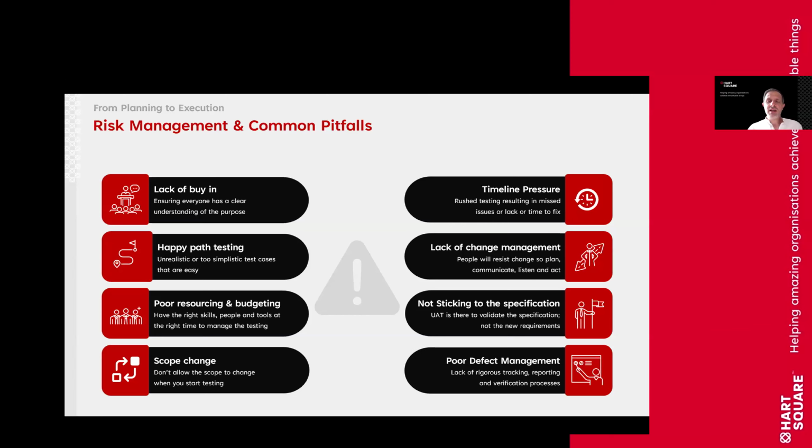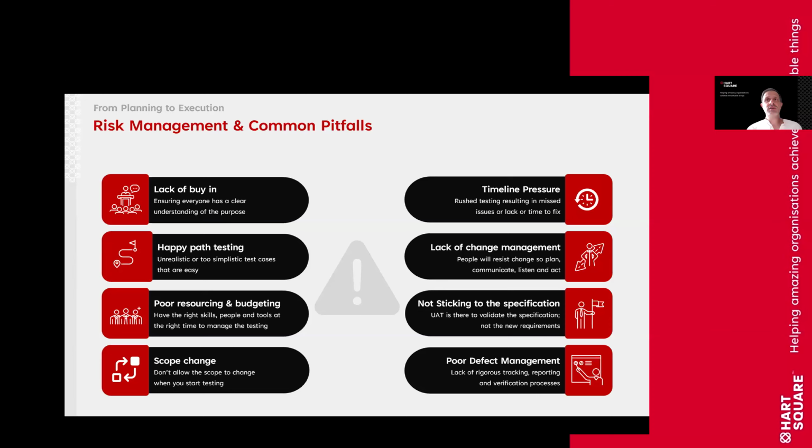And then the final one really is poor defect management, lack of rigorous tracking and reporting and verification processes. So again, there are tools that can help you with this. Some of them can be just well-defined Excel spreadsheets. Some of them are actual testing tools that help you manage these things. And I would encourage you to look at these capabilities early on and make sure that you can mitigate that risk. So I think in summary, all of these are mitigatable risks.